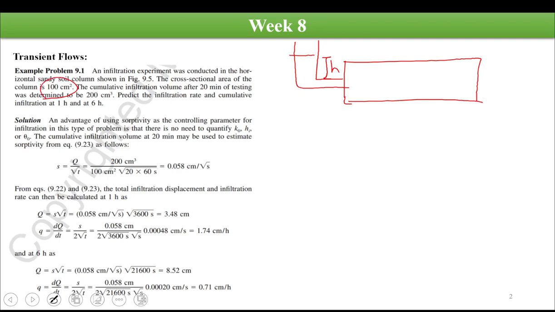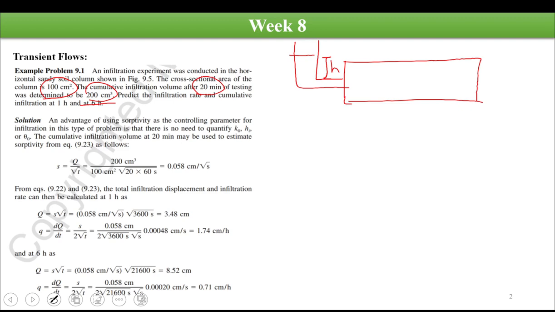The cumulative infiltration volume after 20 minutes of testing was determined to be 200 centimeter cube. So we need to predict the infiltration rate and cumulative infiltration at 1 hour and at 6 hours. At 20 minutes, the infiltration volume is provided as 200 centimeter cube. So how do we approach this problem?